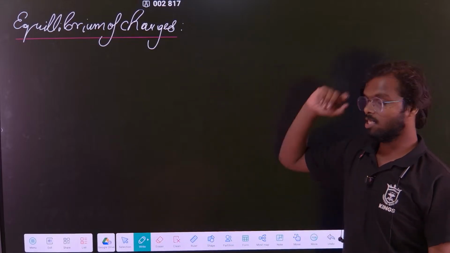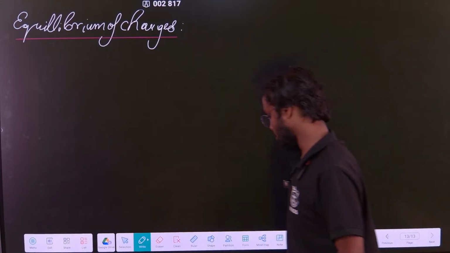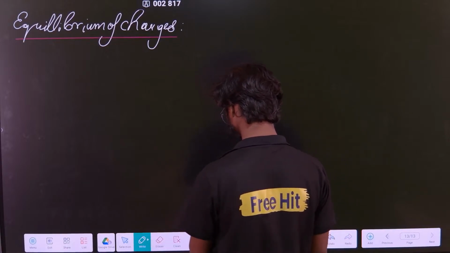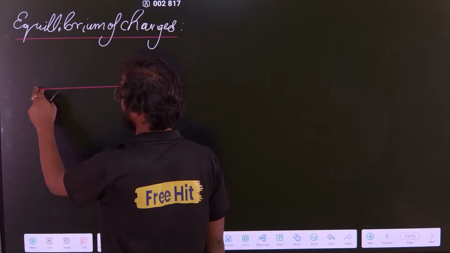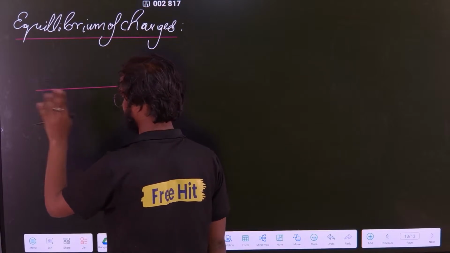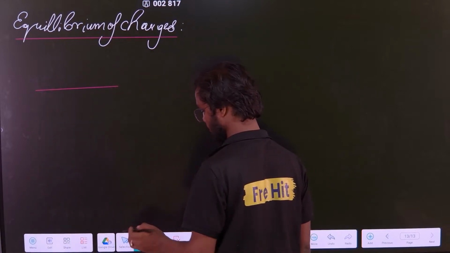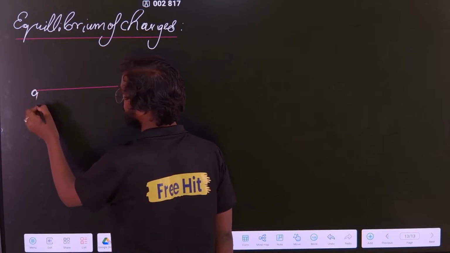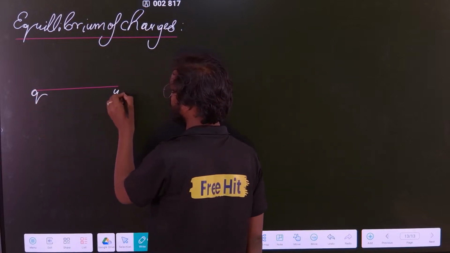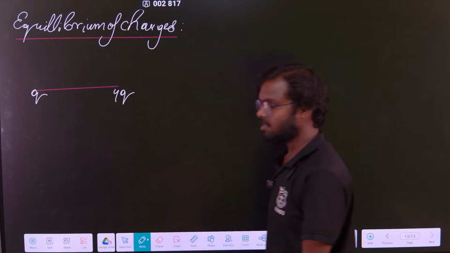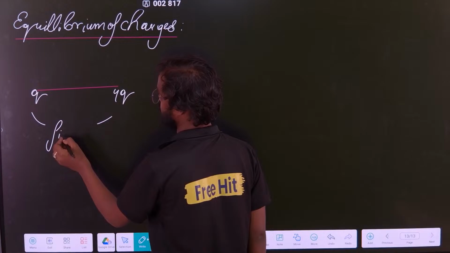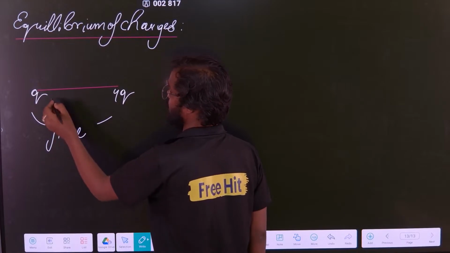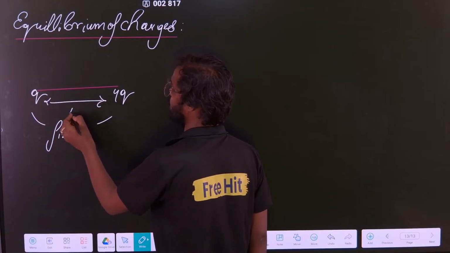Clear? So, equilibrium of charges. Let me ask you one simple question. Suppose this charge is Q and this charge is 4Q. They are both fixed, obviously, and the distance between them is L.